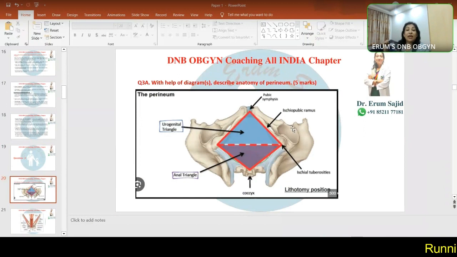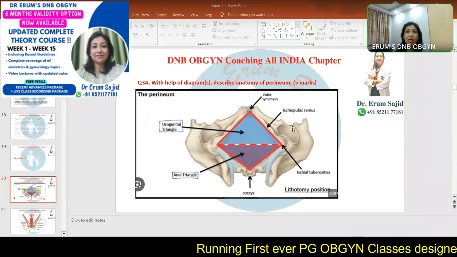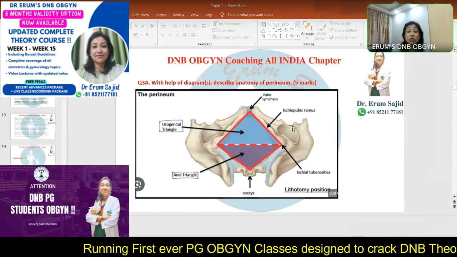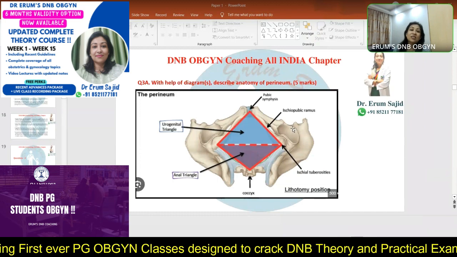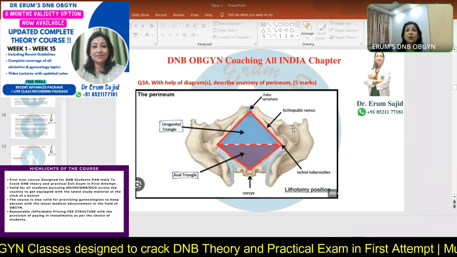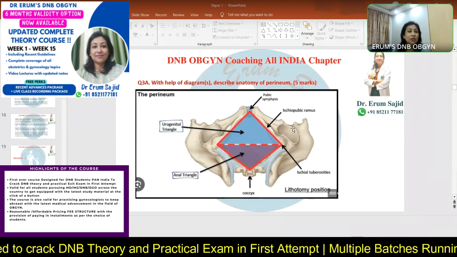Now, with the help of a diagram, describe the anatomy of the perineum. Again, I would like to stress that when I was taking the anatomy lectures, it was very important. I took anatomy lectures after a lot of requests by the students. That part of theory, I was expecting and assuming my students to be good at. But when there were constant requests regarding anatomy lectures, I could not turn a blind eye to it.